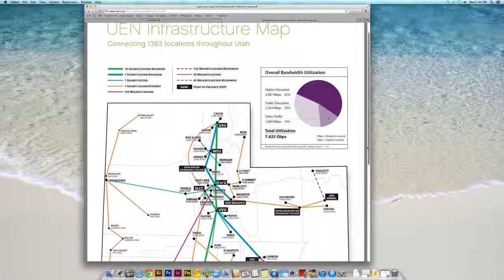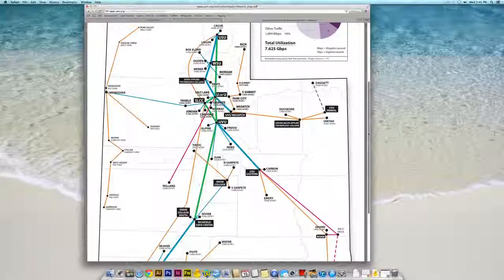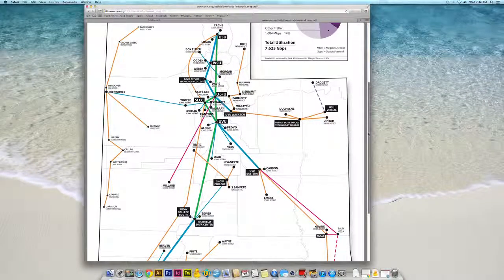Anyway, I just thought that this was a great way to visualize internet infrastructure, because the public sector mimics what goes on really in the private sector. I mean, if you were to look at a private sector network infrastructure map, it would be similar to this kind of a look if it's a larger network. So that gives you a pretty good idea.